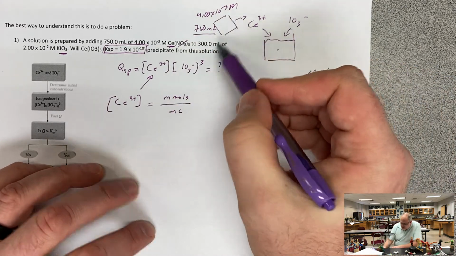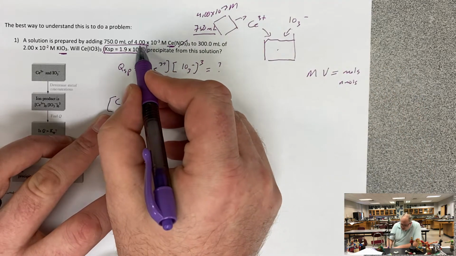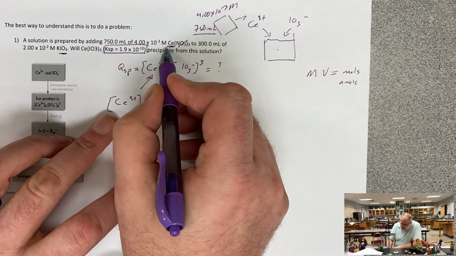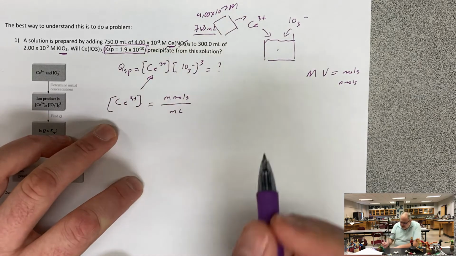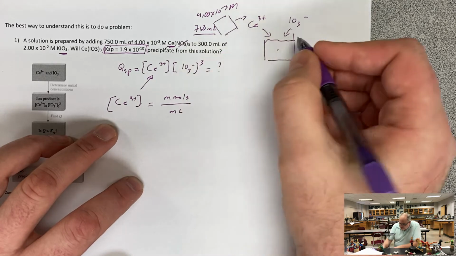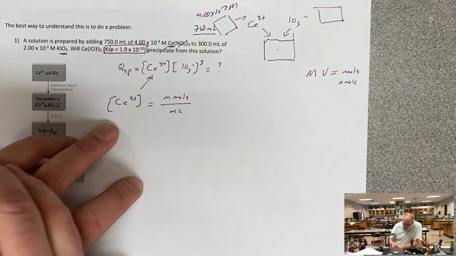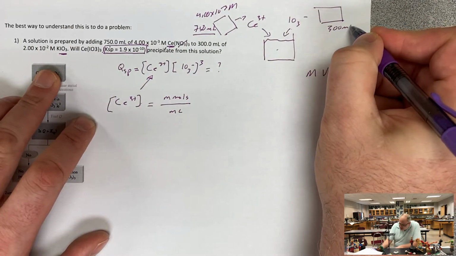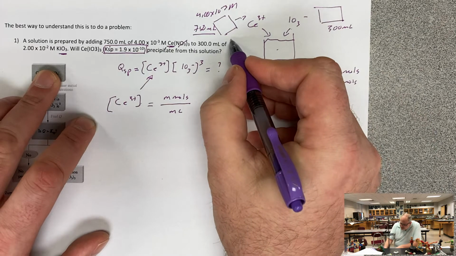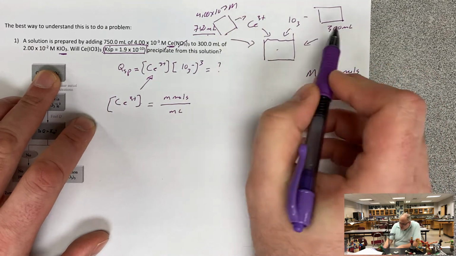Now you might say, well, okay, don't we already know what our Ce3+ concentration is? Because don't they tell us right here it's 4.0 times 10 to the negative 3? Yes, that's in 750 milliliters. But what you need to understand here is that we're not just having 750 milliliters, we're pouring that in with a certain amount of IO3. And if you take a look at the IO3 amount, do you see how we have 300 milliliters of the IO3? So when we pour these two things into here, the overall volume is no longer 750 or 300.